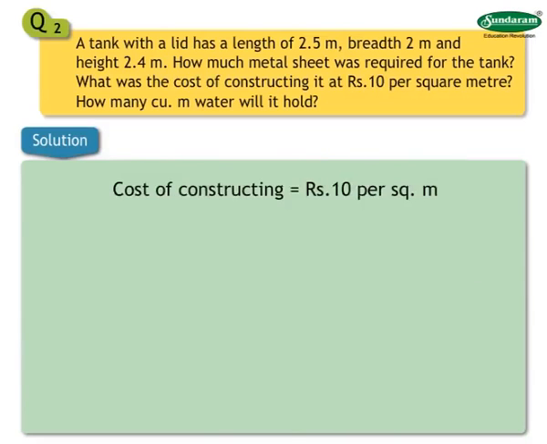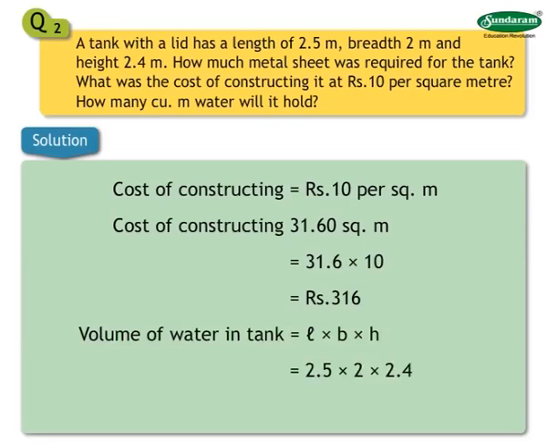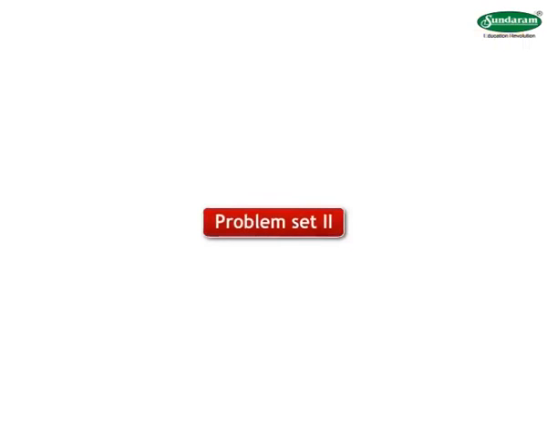Cost of constructing is rupees 10 per square meter. Cost of constructing 31.6 square meters is equal to 31.6 into 10, which is rupees 316. Volume of water in tank is length into breadth into height, equal to 2.5 into 2 into 2.4, equal to 12 cubic meters. Let us now solve the sums from problem set 2.